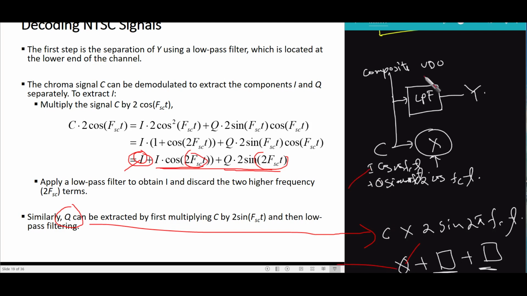And in the beginning, we can separate Y information. So from a composite NTSC signal, we can separate by simply multiplying by 2 cos 2 pi fsct. If we multiply by cos, we can separate I. If we multiply by sine, we can separate Q. So that's the thing.